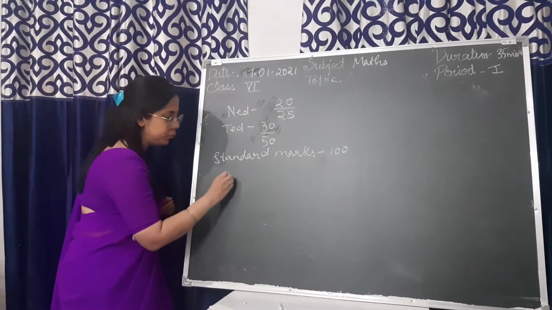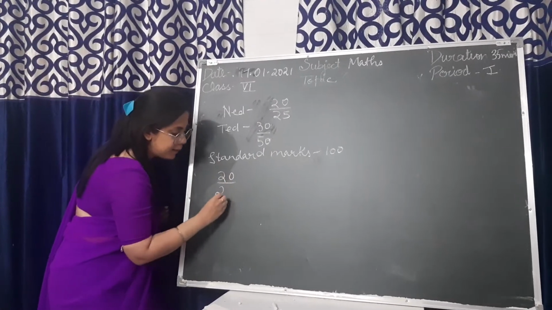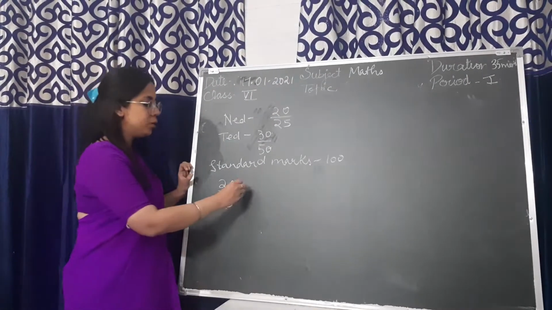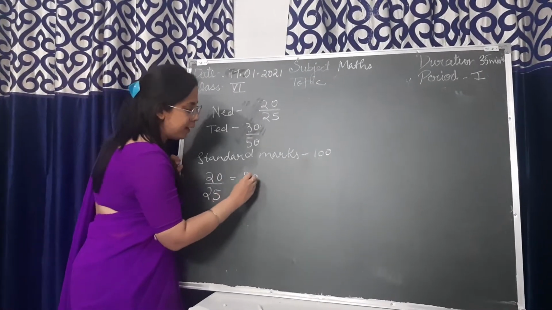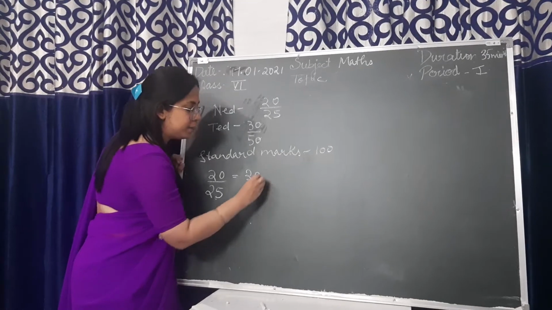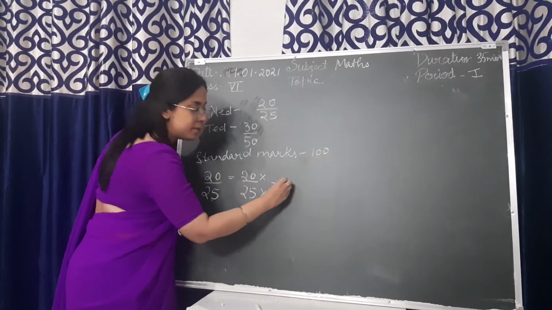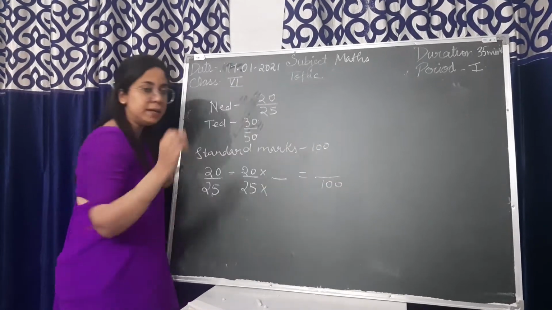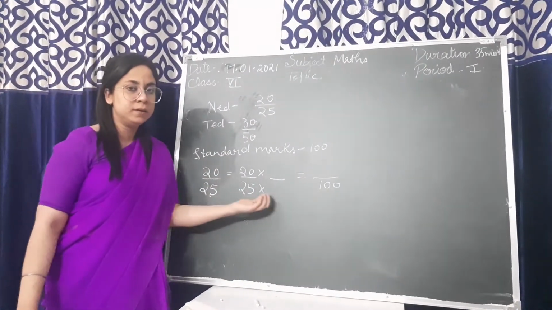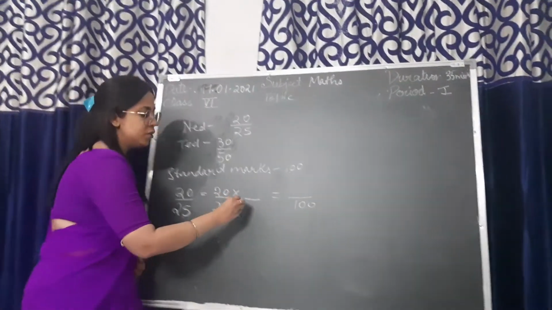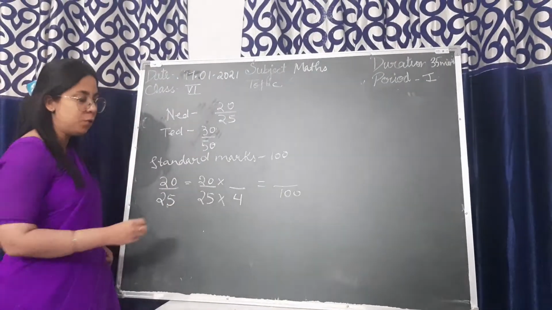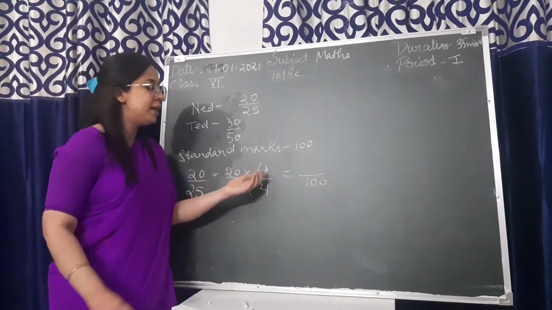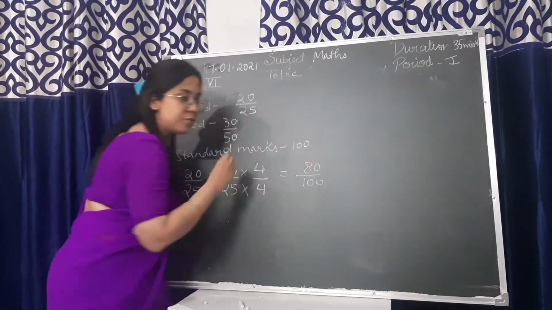So what we can do is 20 over 25. We all know about fractions. So we know that we can multiply its numerator and denominator by the same number such that we get 100. So can you tell me what is that number? 4. Very good. So if we multiply it by 4 in denominator, then we are going to do it by numerator as well. So that makes it 80 out of 100.